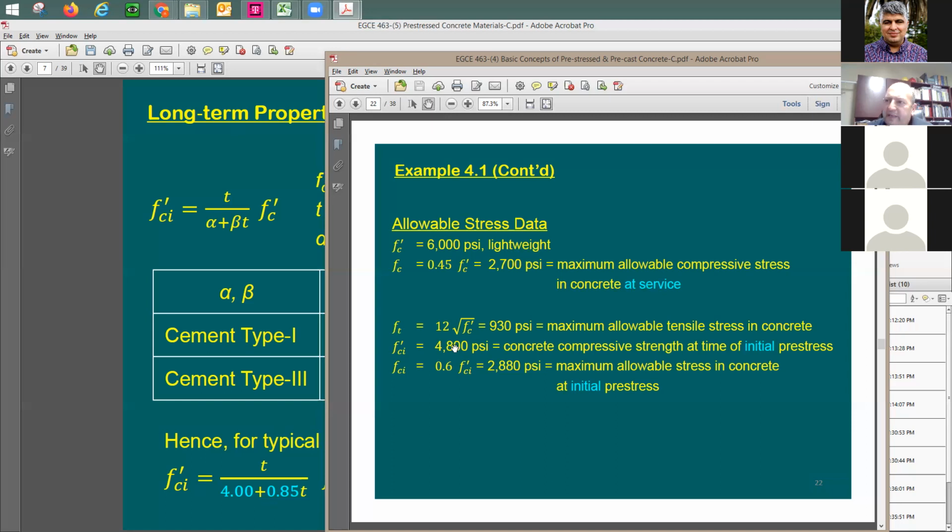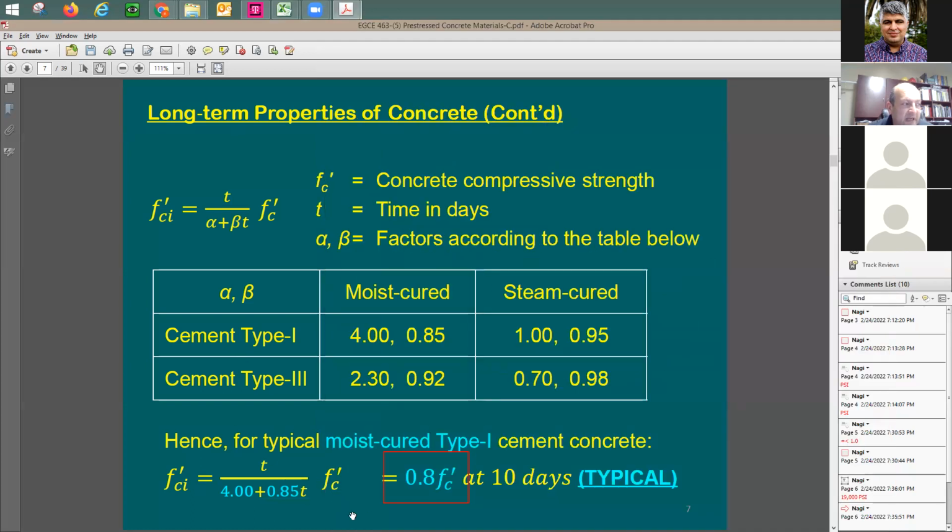So what does it mean for me? If I really like to go into the depth of this issue, it means this concrete properties that was given to me assumes that it's going to be a moist cured system. It is not going to be steam cured, and it's going to be type 1 or type 2 cement. And in that case, instantaneous pre-stressing is going to happen in 10 days, which we'd like to start with because it's going to be cost effective.